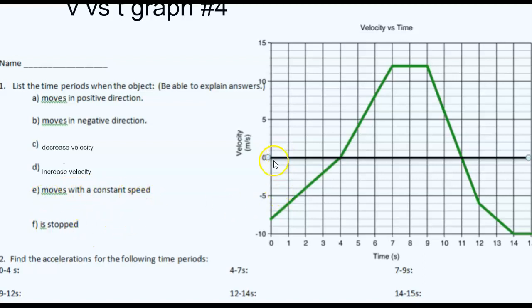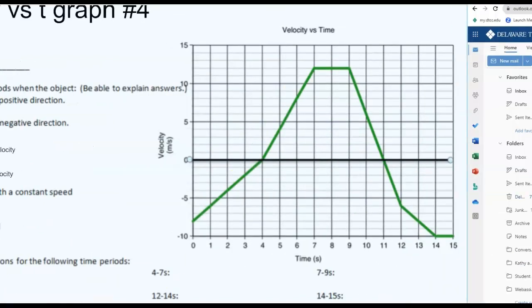So one thing I want to point out is this horizontal axis. That is velocity equal to 0. So again, just to reinforce these ideas.